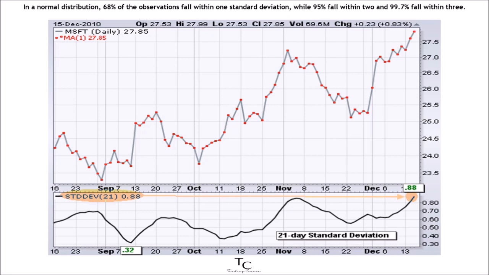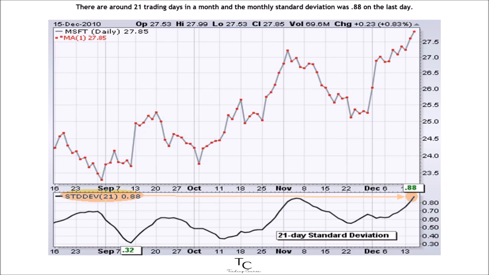In a normal distribution, 68% of the observations fall within one standard deviation, while 95% fall within 2 and 99.7% fall within 3. Using these guidelines, traders can estimate the significance of a price movement. A move greater than one standard deviation would show above average strength or weakness, depending on the direction of the move. The chart on the screen shows Microsoft, MSFT, with a 21-day standard deviation in the indicator window.